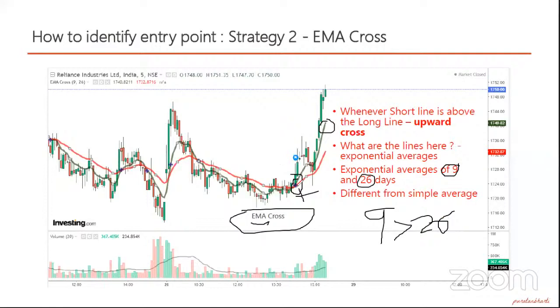You also see whenever it is running up, the green one, the short one, is above the red one. But if you go to a downward trend, you will see that the green one is below the red one. So this gives you a signal, but this does not always tell you in advance. It tells you a little later, after the stock prices have already moved.